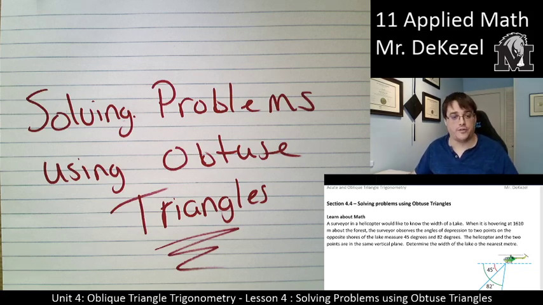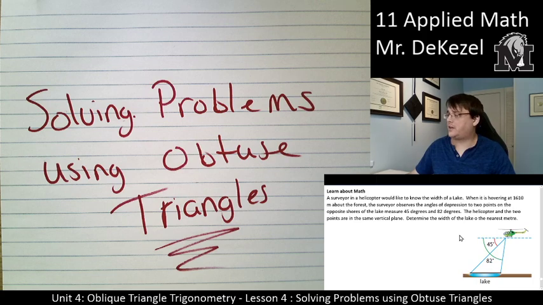This is lesson 4 of the 4th unit, the last of this paired unit between 3 and 4. So after this, there is a test. Definitely study up for that. What we're going to do today is solve two problems using obtuse triangles, triangles that have angles larger than 90 degrees in them. Let's just jump right in.